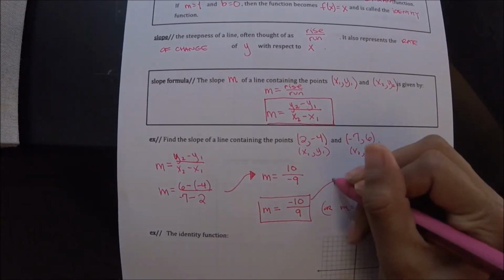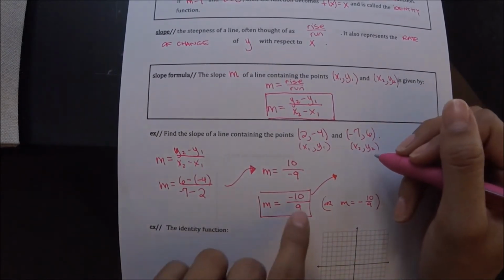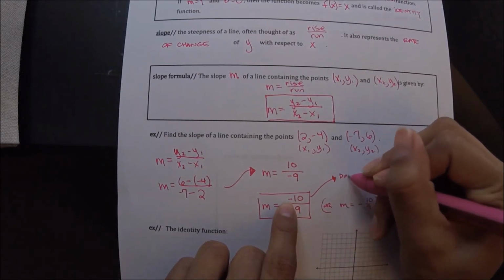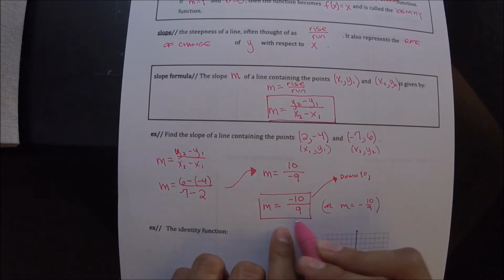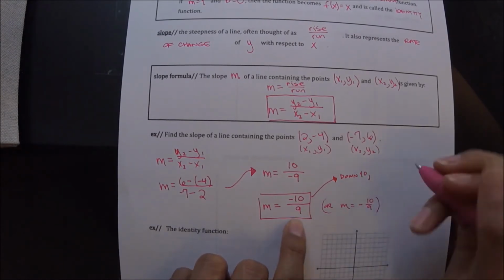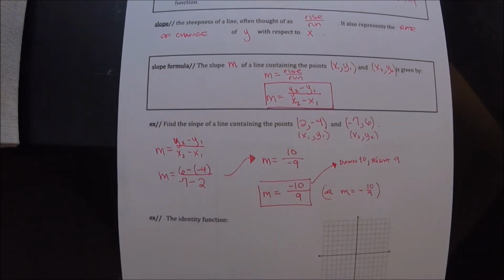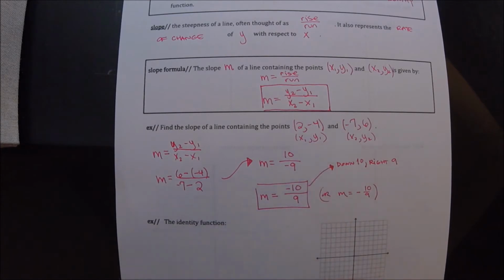But this one tells you that from one point to another in the line, the top deals with up and down, so this is telling us to go down 10, and then the bottom tells you go left or right, and since it's positive, we'd go right 9. So if you had a line with these 2 points on it, then the slope of that line is negative 10 over 9.